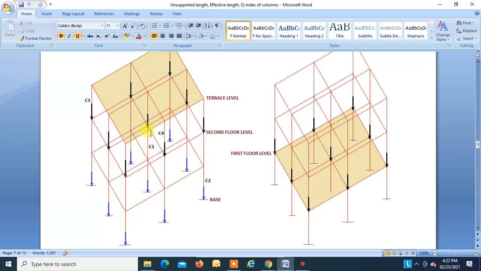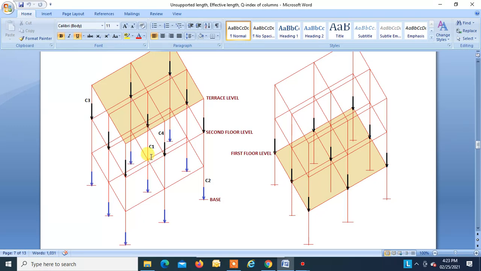C1 has two joints. This is the top joint, this is the bottom joint. The summation of the stiffness of the beams falling at the top joint, right now I am considering only one direction, that is YY. So only two beams are falling on the top joint. This is one beam, this is another beam. The stiffness of these beams falling at the top joint is known as KBT, beam at top. Similarly, these two beams are falling at the bottom joint, so the stiffness of these beams falling at the bottom joint is known as KBB, that is beam at bottom.